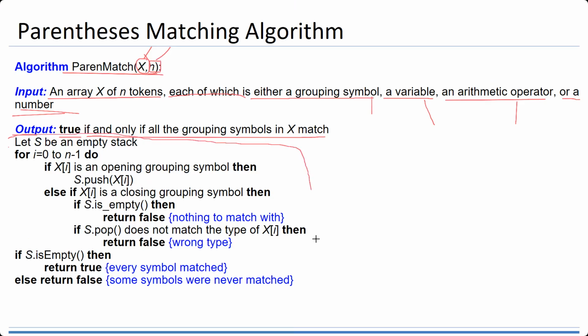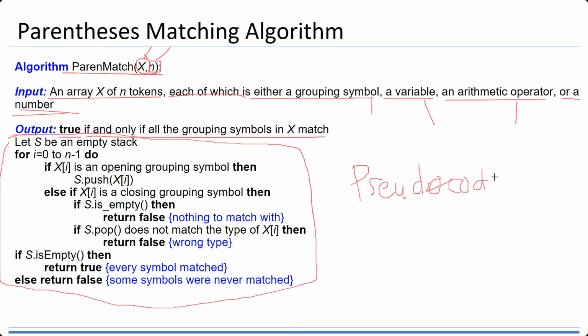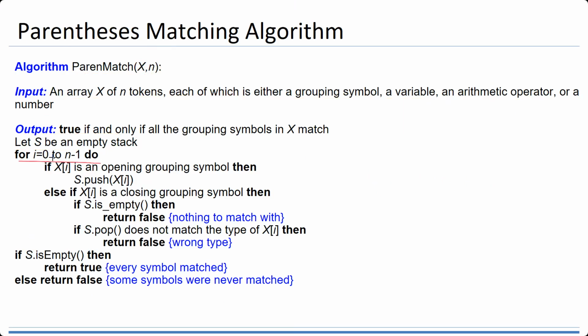So this is the pseudocode. Okay, now it becomes more complex. So how to read this pseudocode? First, let S be an empty stack. So we are using a stack. And then let's do the loop. We start the loop from 0 until n minus 1. If xi is an opening grouping symbol, then we push the xi. If xi is a closing grouping symbol, then check whether S is empty or not. If it is empty, then return false. It means there is nothing to match with.